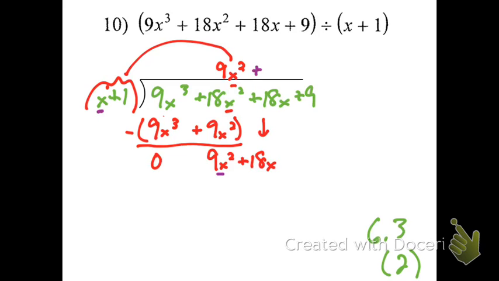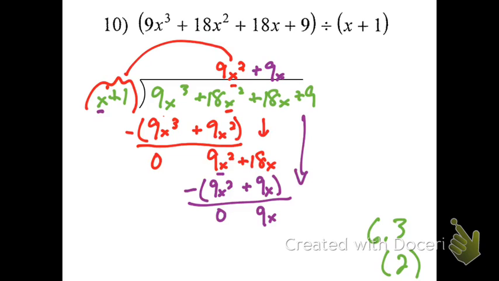Well, that should be a positive 9x. 9x times x is 9x squared. 9x times 1 is 9x. So then we're going to subtract those two binomials. 9x squared minus 9x squared is 0. Got to have it. And then 18x minus 9x is 9x. And then we're going to drop down to plus 9.